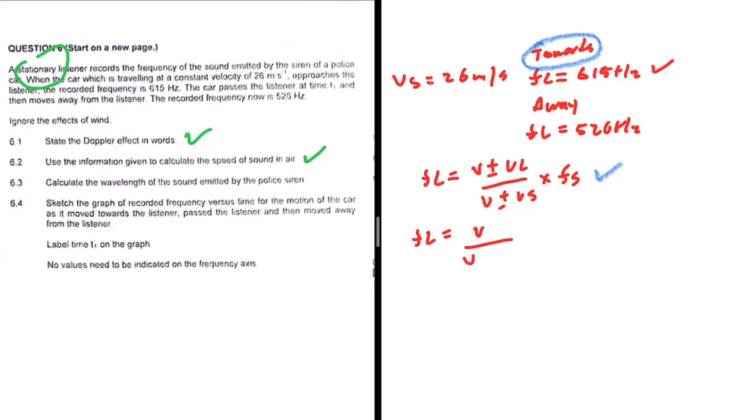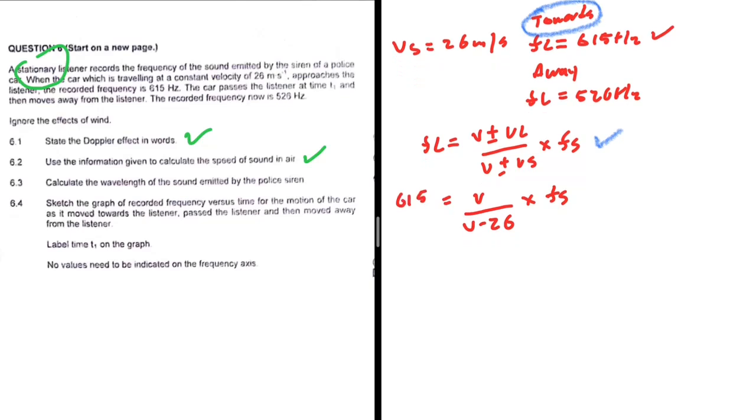So we have V, the speed of sound in air, which we're trying to calculate. And then Vs, that of the source. The source is moving towards, right? So we're going to have minus 26, multiplied by Fs. We know Fl, when the sound source is moving towards, is 615 hertz. So we're going to have that there. So there we go. We can't proceed anymore because we have two unknown variables.